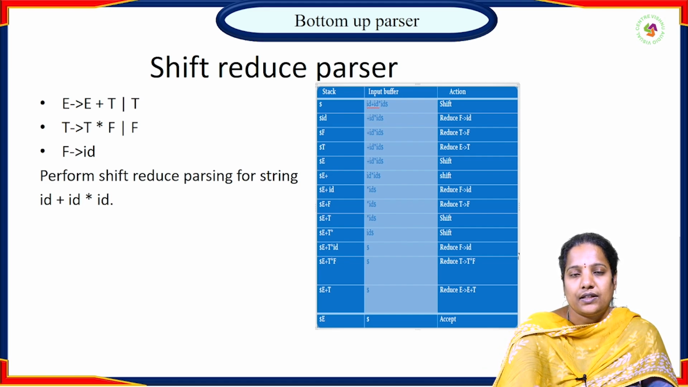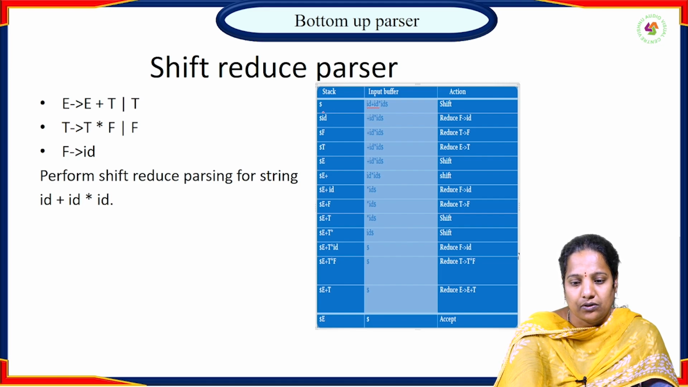First is the stack. By default we don't have any elements in the stack, which is indicated with a dollar, and the input buffer holds the input string followed by a dollar marking the end of the input. First we need to shift the current input onto the stack. Nothing is there previously. The current input symbol is ID, so ID will be shifted onto the stack.